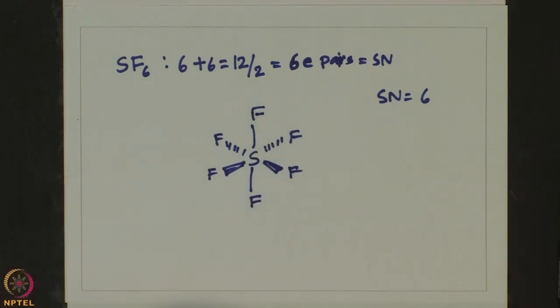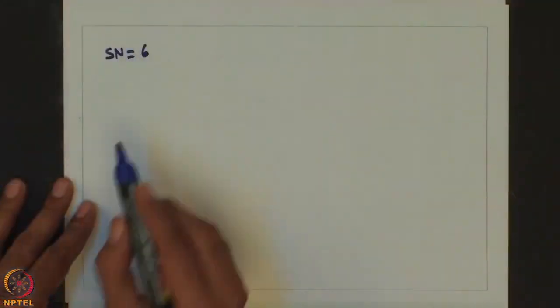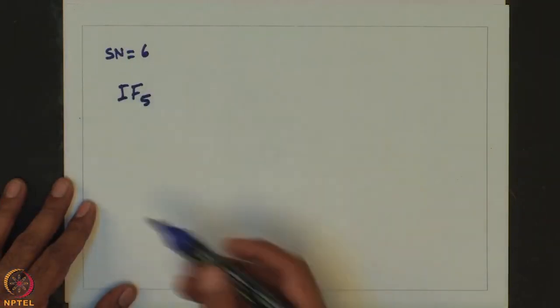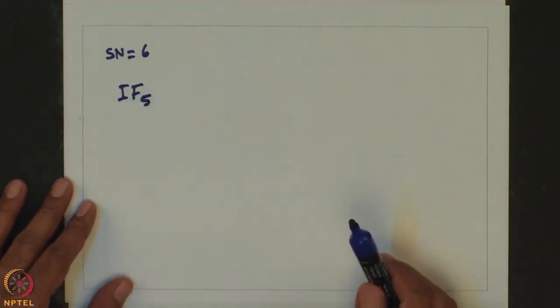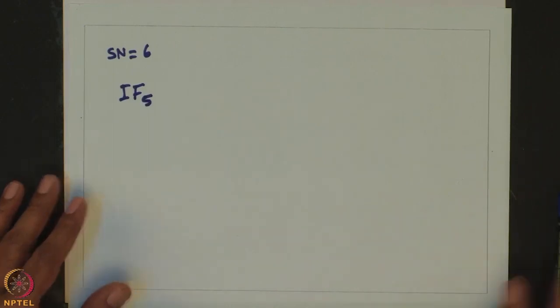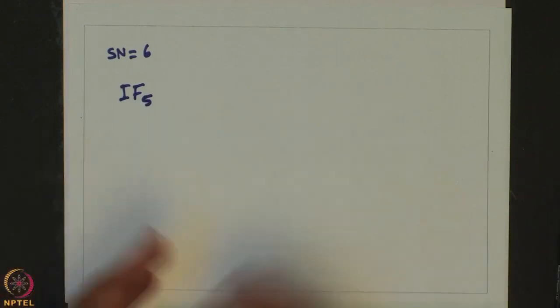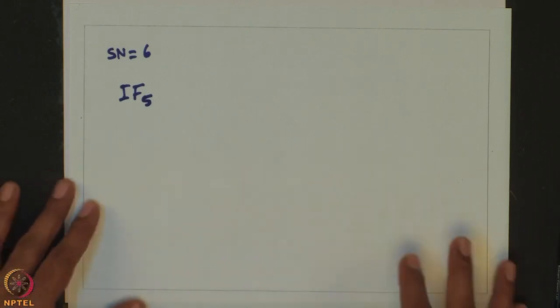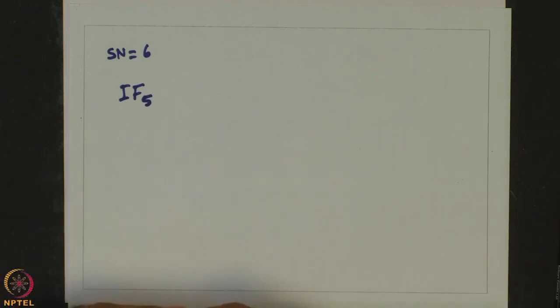Now let us consider another case where we have 1 lone pair and 5 bonded pairs. Example is IF5. So let us look into IF5 here. The steric number is 6, IF5. So they are called interhalogen compounds. There are plenty of interhalogen compounds, neutral, anionic as well as cationic. I will be explaining more details about their preparation and all those things when I discuss the group 17 elements.